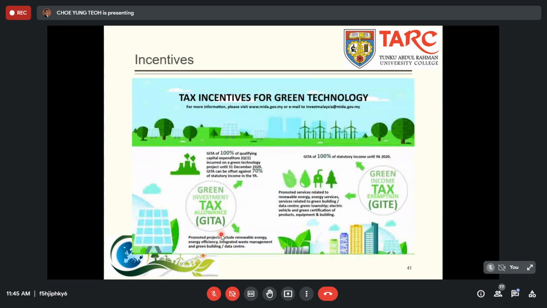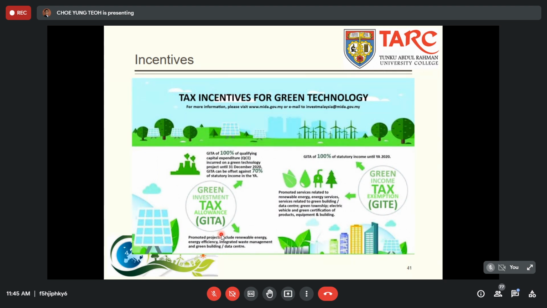Okay, then we talk about the incentives that we have in Malaysia. So these are the tax incentives for green technology. In general, we have two types, one called GITA and another called GITE, which is tax allowance and tax exemption. Actually it's the same thing, you pay less tax, but tax exemption is more used to reduce your total taxable income. And then the tax allowance is mostly to reduce a specific amount of tax taken out of your regular paycheck.